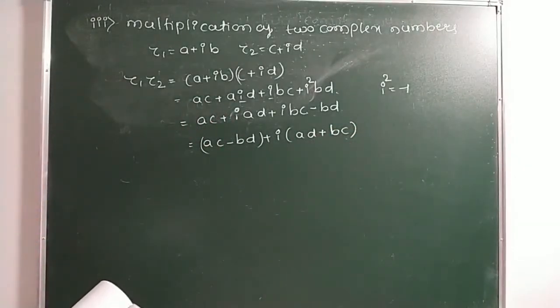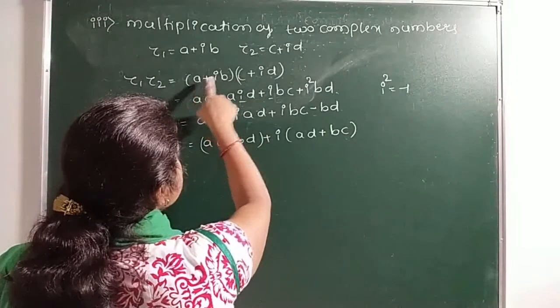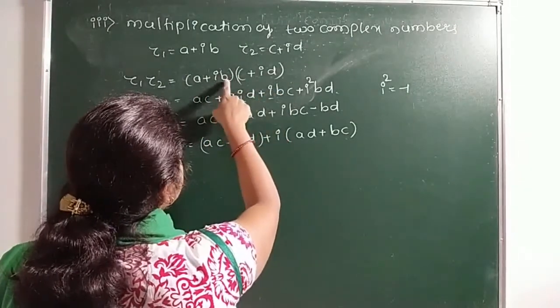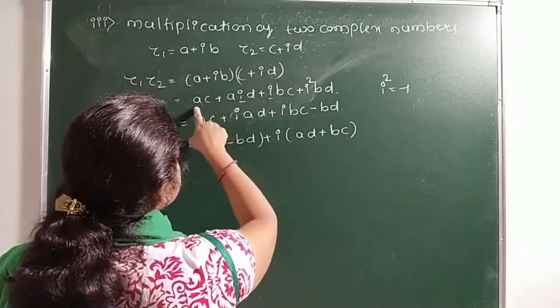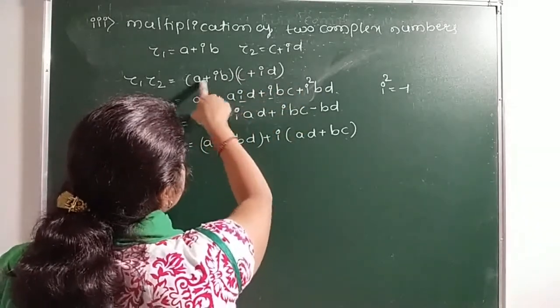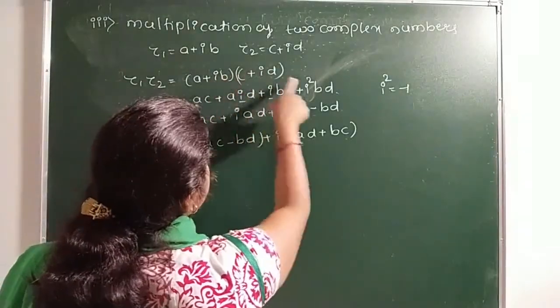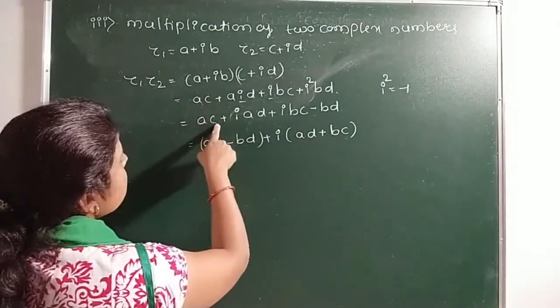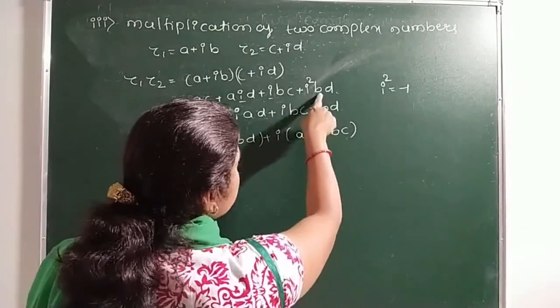Now this we have to simplify for the multiplication of two complex numbers. Like this you have to simplify. Each term is multiplied with each term. A is multiplied with c, a is multiplied with id, id is multiplied with c, ib is multiplied with id. Then the simplification of this: ac, aid, ibc, i into i bd. Now ac plus i ad, i bc, i square is nothing but minus 1 bd.